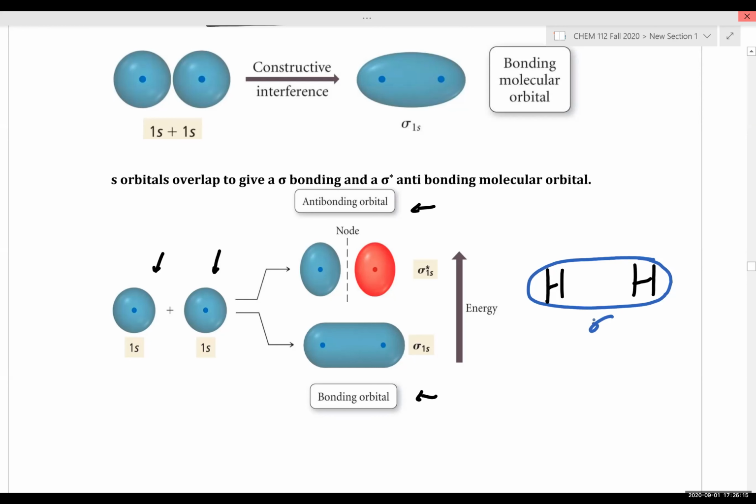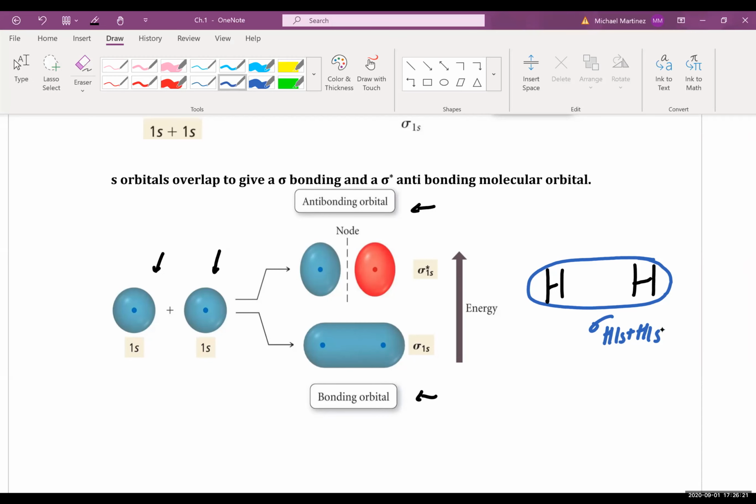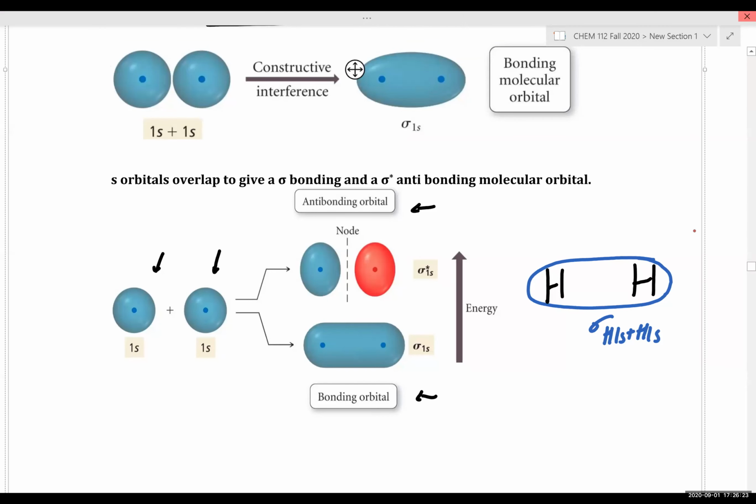So we have our sigma bonding molecular orbital. And additionally, overlaid on that sigma bonding orbital, we also have our antibonding orbital. And the one thing I want you to remember about this antibonding orbital is that it sits at 180 degrees opposite to our chemical bond.